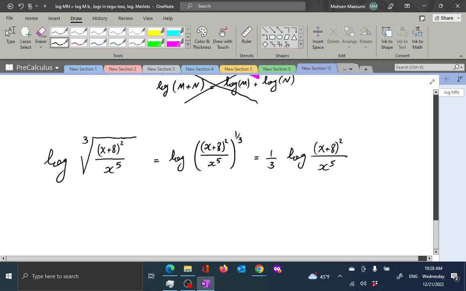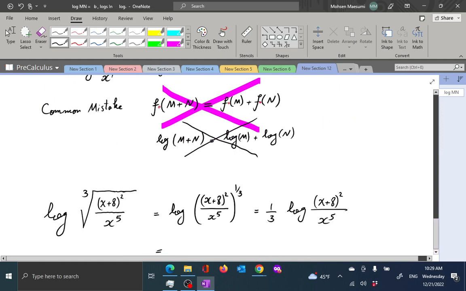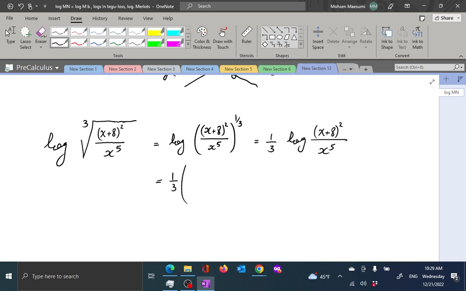Next, we have a fraction here, and a fraction goes by the rules of fractions, which is this: logarithm of the numerator minus logarithm of the denominator. So here we are going to write 1/3 of, and this 1/3 applies to everybody, so we need a parenthesis, the logarithm of the numerator minus the logarithm of the denominator.